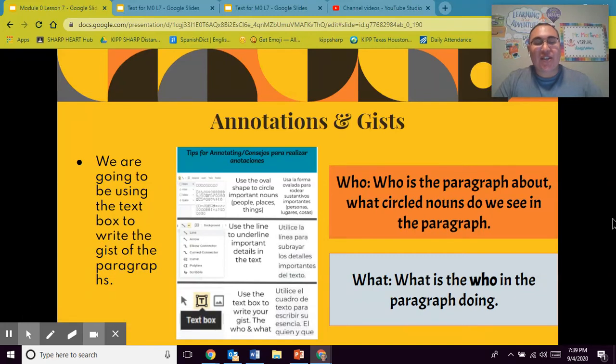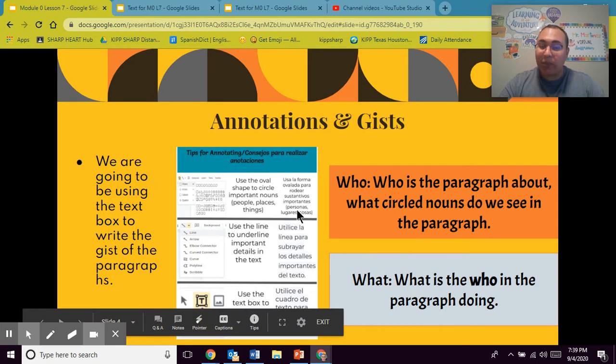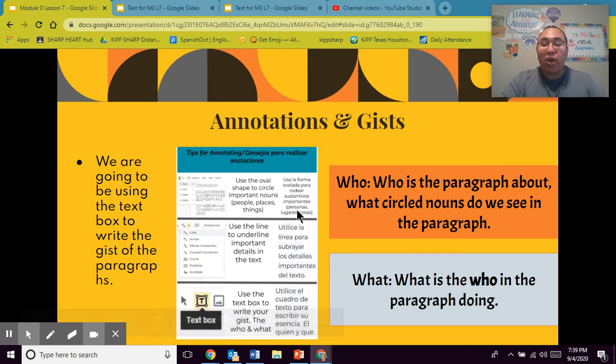All right, amazing readers. Now I'm going to model for you how I'm going to annotate and gist our story. So remember, when we annotate, we're going to be using the circle to circle important nouns, people, places, and things. We're going to use the line to underline important details in the text. We're going to use the text box to write our gist next to our text. So let's make sure that we annotate and gist.